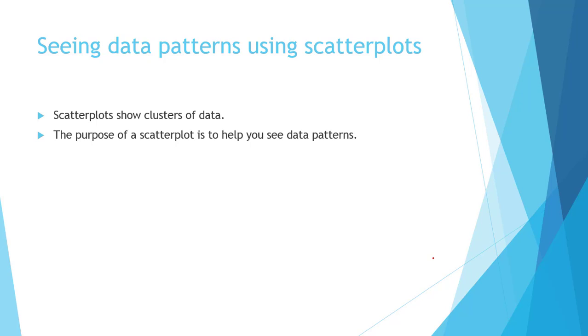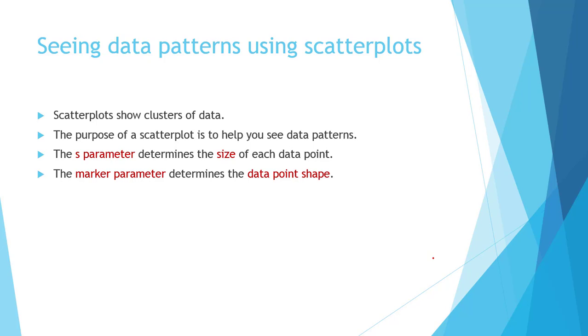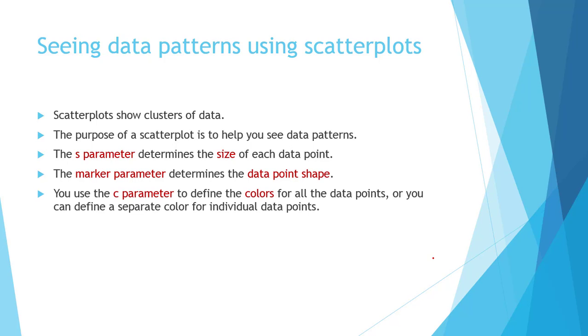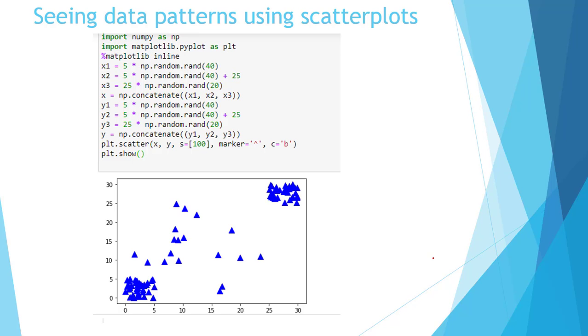So scatter plot is used to see the clusters of the data. The purpose of a scatter plot is to help you see the data patterns. So the plt.scatter function is used to draw the scatter plots. The s parameter determines the size of the data points. The marker parameter determines the data point shape. So using the marker parameter, we can give any shape to our data point, and we can use the c parameter to define the color of the data points, or we can also specify a separate color for the individual data points. So this is an example of the data pattern using the scatter plot.